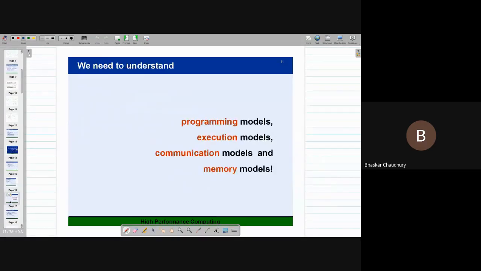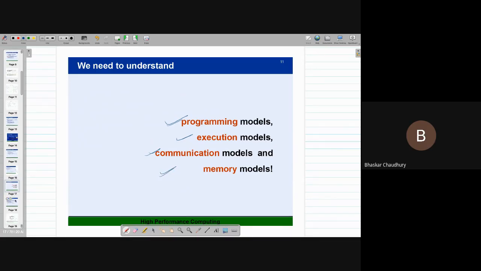Now, what we need to understand as far as OpenMP is concerned. There are four important things we need to understand. One is the programming model. Second is the execution model. Third is the communication model. So here communication is via shared memory. There is no explicit communication. And then there is a memory model. So we'll do it one by one.